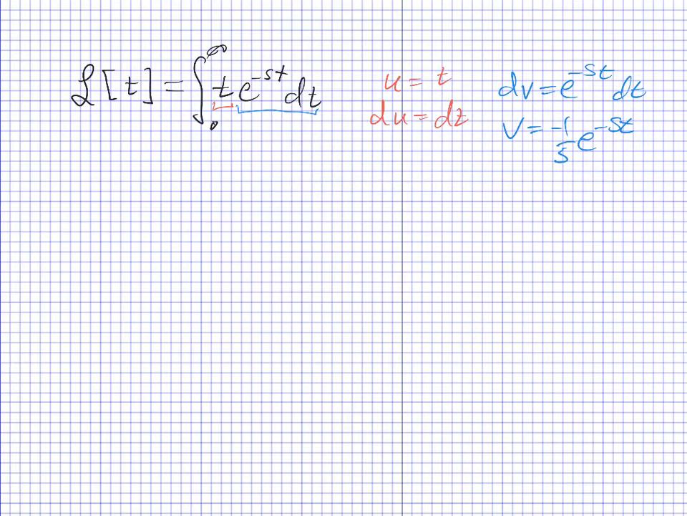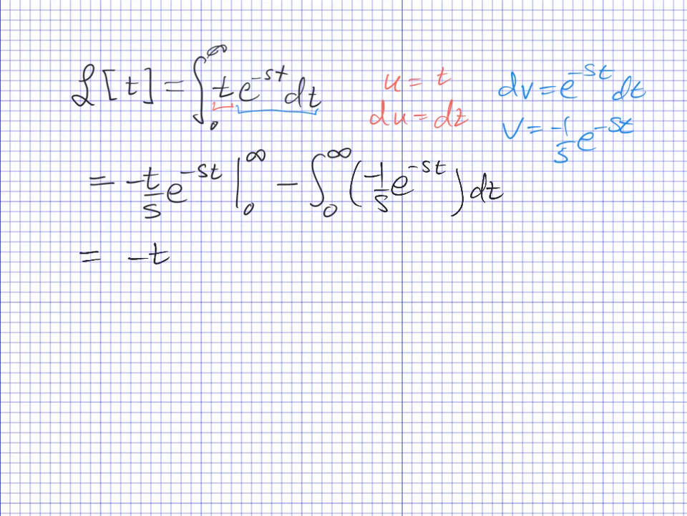Now putting this all together, we're going to have then the first part is u times v, so that's negative t over s e to negative st from 0 to infinity. Now minus the integral from 0 to infinity of v du, which is going to be just our negative 1 over s e to negative st dt. All right, and we'll save that first piece for later, so we want to make sure we go ahead and integrate the second term first.